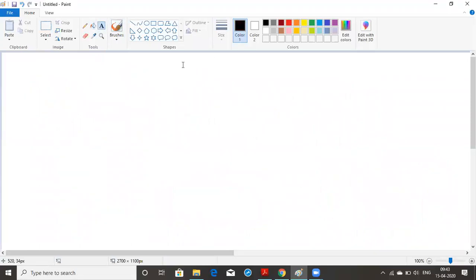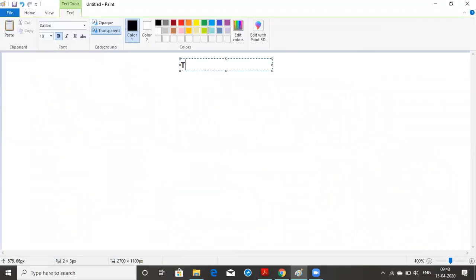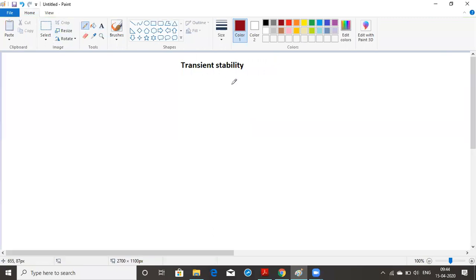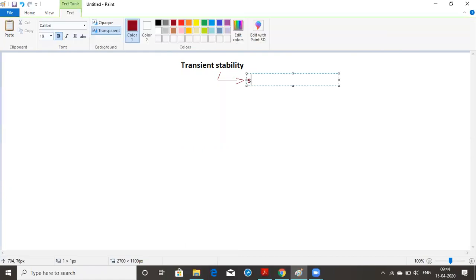Now coming to transient stability. What is transient stability? It is the ability of a power system or a generator to maintain synchronism even after a sudden and large disturbance.